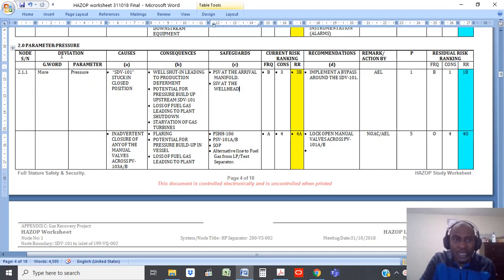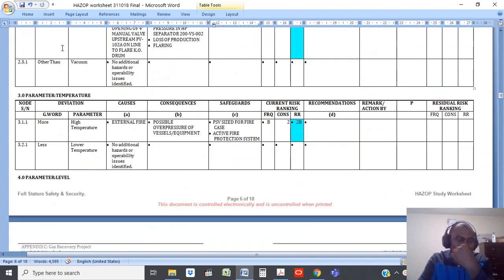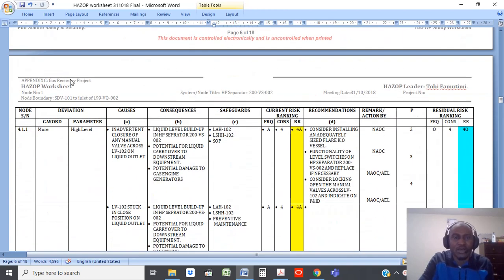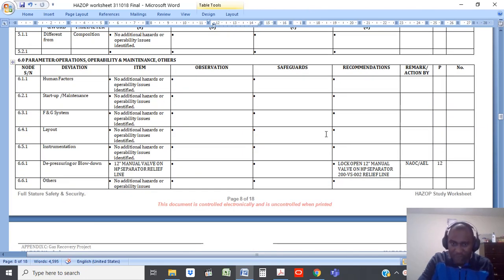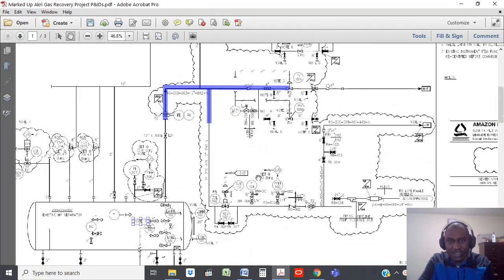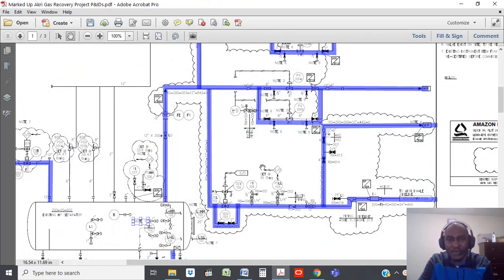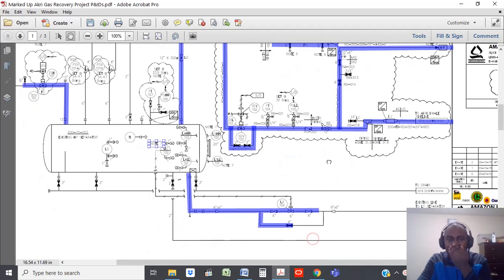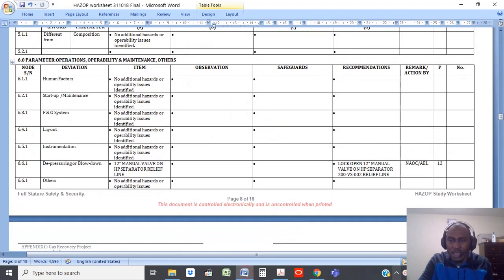So after looking at flow, you go to pressure. After looking at what could give you more pressure, what could give you less pressure, you then go to temperature, what could give you more temperature, what could give you less temperature, and you have composition, and so many other parameters that you look at. So all in all, that's the explanation I wanted to give you on carrying out a HAZOP. If you have a good idea of process engineering, you should be pretty good with this, and you could HAZOP almost any kind of system to make the process better.